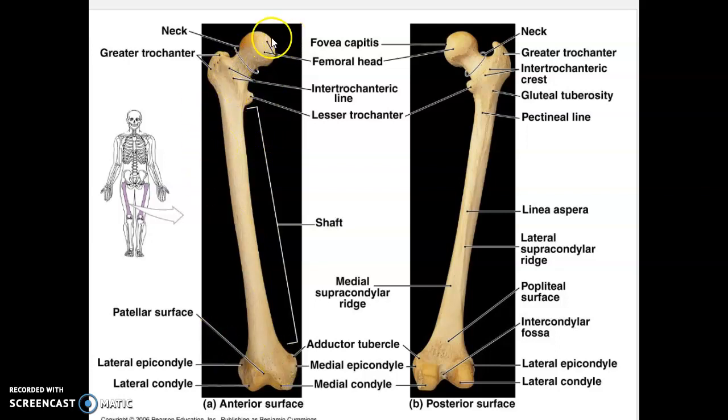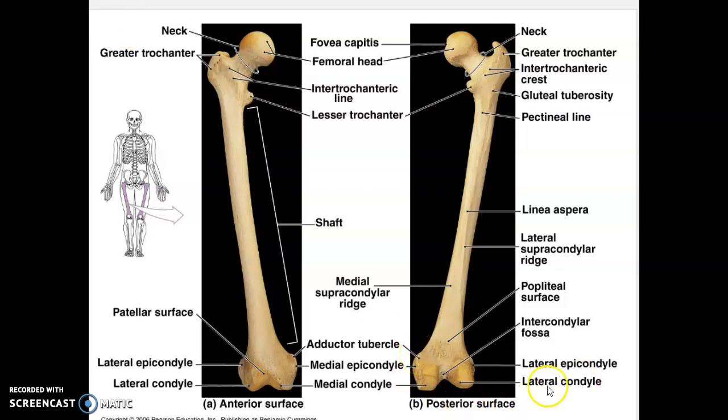Now, if we know the head is on the medial side, then we know that the condyle on the same side as the head is the medial condyle. Therefore, the condyle on the opposite side of the head is the lateral condyle. So here, this condyle is not on the same side as the head, so that makes it the lateral condyle. We know epicondyles are bumps on the side of condyles. So this bump on the side of the lateral condyle is a lateral epicondyle. Again, this bump on the side of the medial condyle is a medial epicondyle.